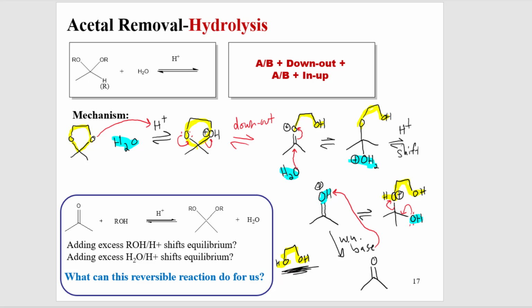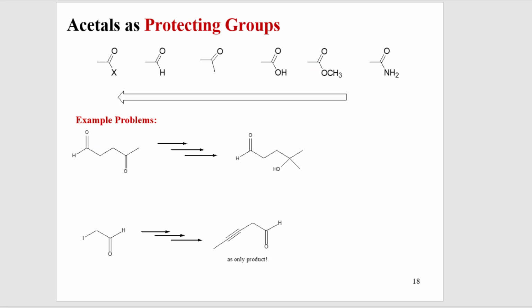So what can this reaction do for us as a protecting group? Well, recall the reactivity trend for different carbonyls. Remember that acid halides are way more reactive than aldehydes, which are more reactive than ketones, which are more reactive than carboxylic acids and esters, which are about the same. And they're more reactive than amides. Why? Because the groups off of these carbonyls either donate or withdraw. In the case of a halogen, they withdraw, making the carbon more electropositive and more reactive.